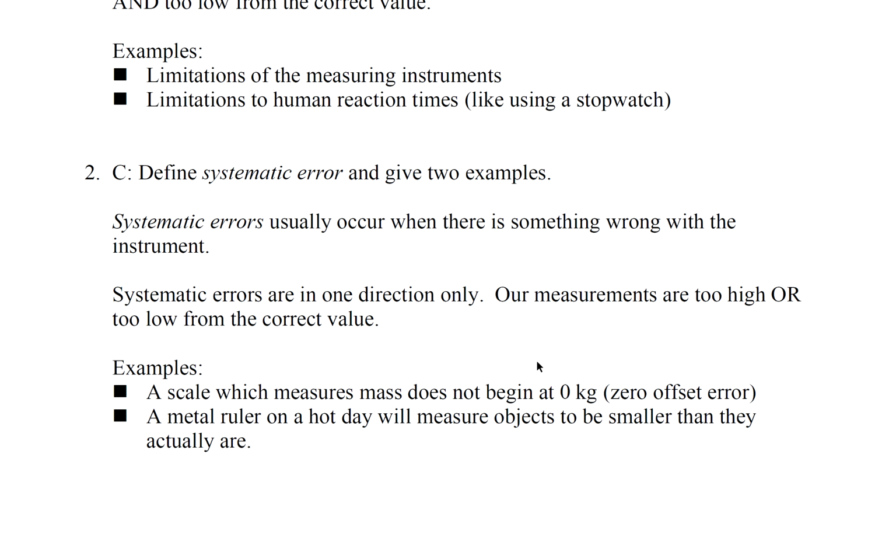Question 2. Define systematic error and give 2 examples. Systematic error usually occurs when there is something wrong with the instrument. Systematic errors are in one direction only. Our measurements are too high or too low from the correct value. So an example is a scale which measures mass does not begin at 0. This is called a zero offset error. Or a metal ruler on a hot day will measure objects to be smaller than they actually are because that metal ruler gets longer.